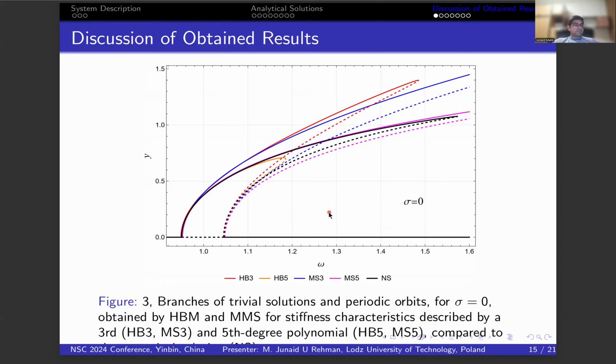And so here we have shown this result comparison graphs in the absence of dry friction, sigma is equal to 0. Here are presented branches of periodic solutions and periodic orbits obtained using the numerical continuation method.